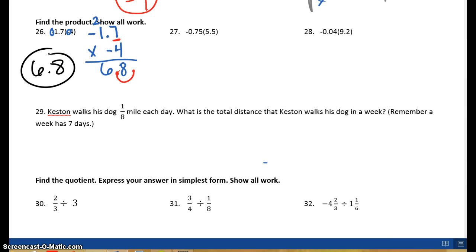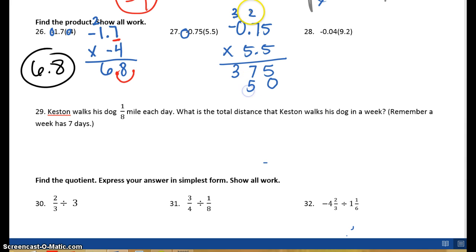Same thing with 27 here. I'm going to line up my digits, not my decimals. Negative 0.75 times 5. Now I only have one negative number here, so my answer is going to end up being a negative number. So 5 times 5 is 25. 5 times 7, 35, plus 2 is 37. 5 times 0 is 0 plus 3. And I have to put that placeholder. 5 times 5, 25, plus 2 again, 7. Now I have to add.